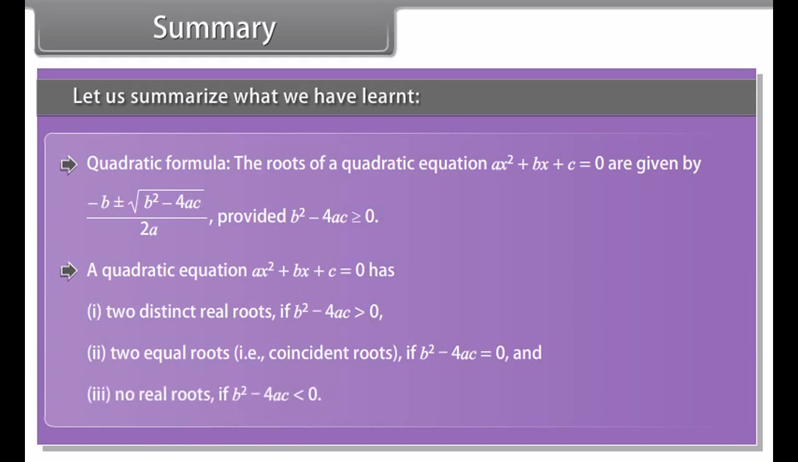Quadratic formula. The roots of a quadratic equation ax square plus bx plus c is equal to 0 are given by minus b plus minus square root of (b square minus 4ac) whole upon 2a, provided b square minus 4ac is greater than or equal to 0. A quadratic equation ax square plus bx plus c is equal to 0 has 1. Two distinct real roots if b square minus 4ac is greater than 0. 2. Two equal roots, that is, coincident roots, if b square minus 4ac is equal to 0, and 3. No real roots if b square minus 4ac is smaller than 0.